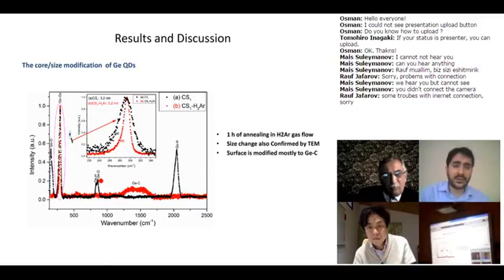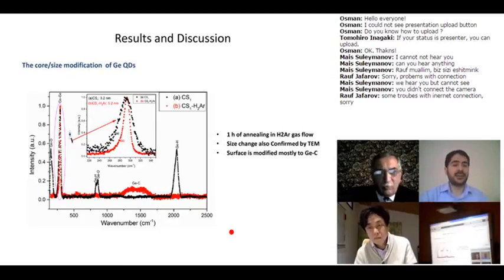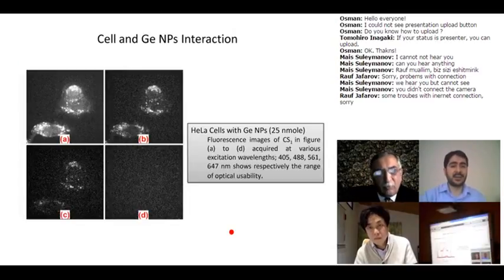This is the Raman spectra. There is a germanium hydrogen peak here. But after the annealing, this hydrogen is removed and there is a peak which indicates germanium carbon. It suggests that after the annealing, my particles are attached to, surrounded with carbon atoms, and it's easy to apply any medical or biological precursors like ligands and other stuff, basically.